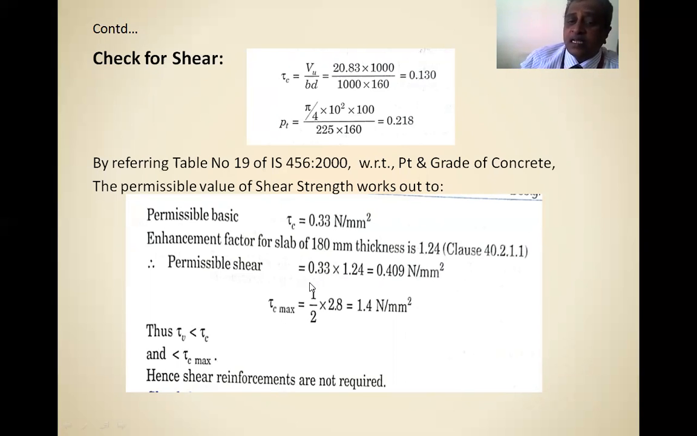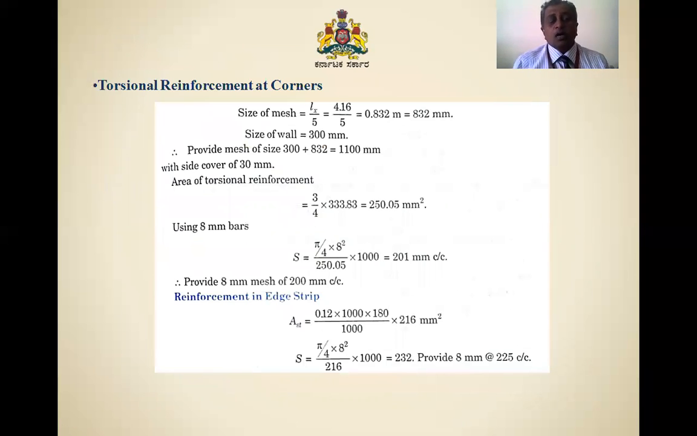And half of tau c max. Tau V shall be less than half of tau c max, where tau c max is 2.8. So we need to satisfy these two cases: tau V should be less than tau C, and tau V should be less than half of tau c max. If these two criteria are satisfied, then the slab is said to be safe against shear. Safe against shear.